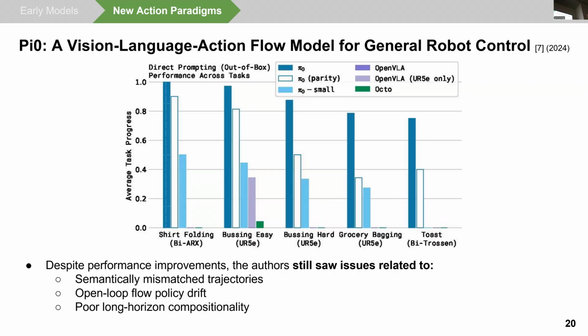They also evaluated this in an open loop fashion, so there was no feedback going in correcting the model, and that meant that errors tended to accumulate and become worse and worse over long horizons. And then the last thing they noticed was poor long horizon compositionality. So the model was really struggling to chain together sequences of skills that it didn't see in its training data.